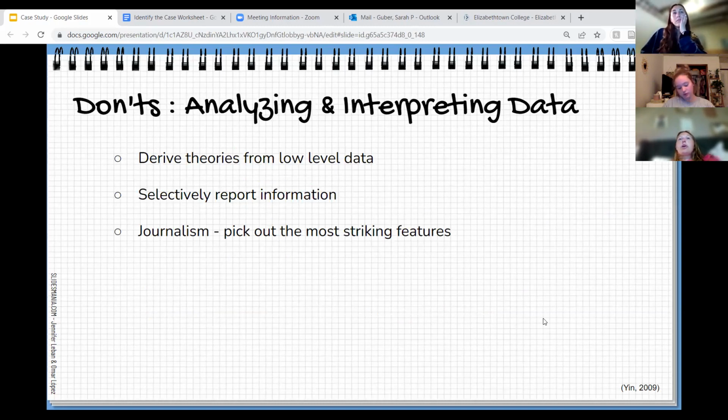Next, we will discuss the don'ts. So derive those theories from low-level data, and collectively report information in journalism when you pick out those most striking features.